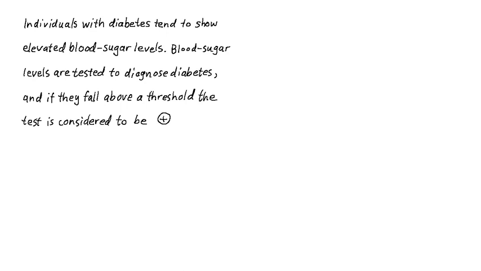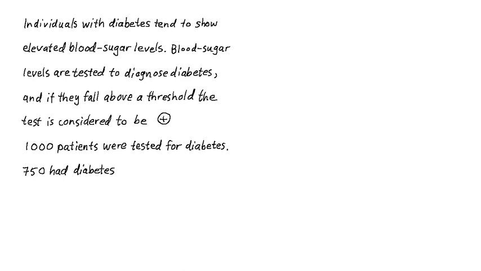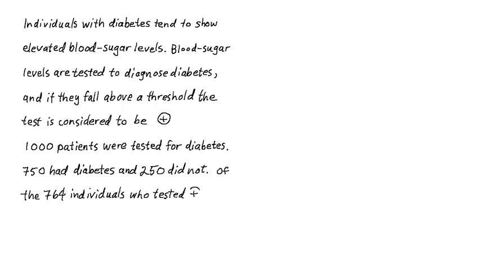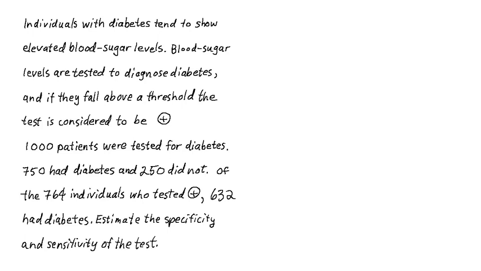Suppose we've developed a new test for diabetes and have challenged it in a clinical trial against 1,000 patients, or 1,000 test subjects. Let's say hypothetically that 750 of these test subjects had diabetes and the remainder did not. Let's also say hypothetically that 764 subjects tested positive, and of these only 632 actually had diabetes. Based on this information, how would we estimate the specificity and sensitivity of our new test?